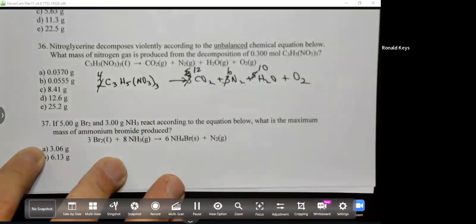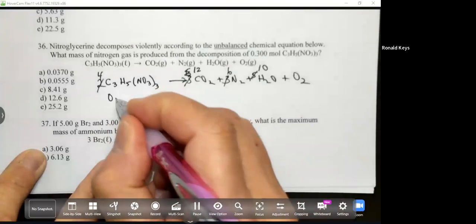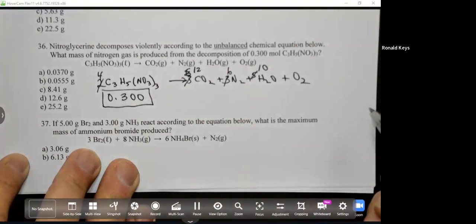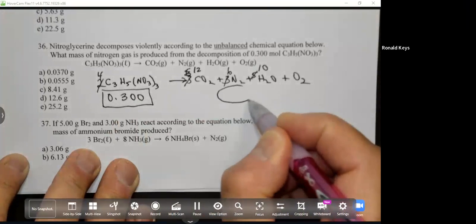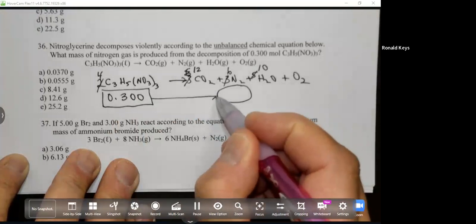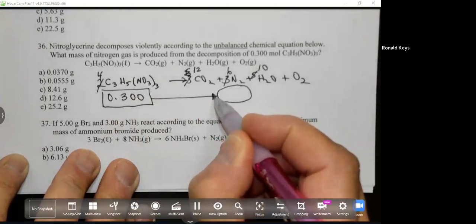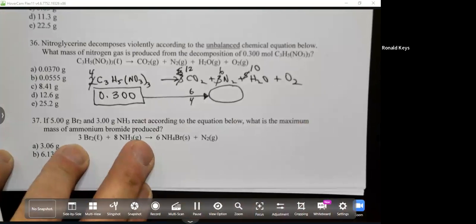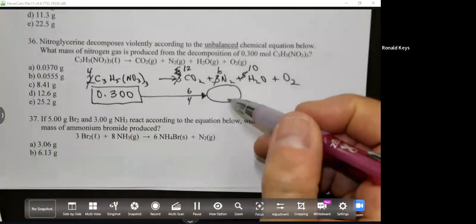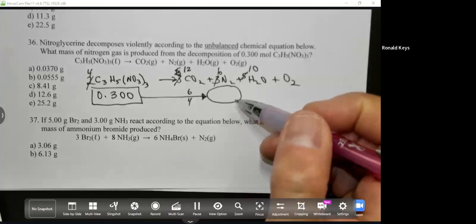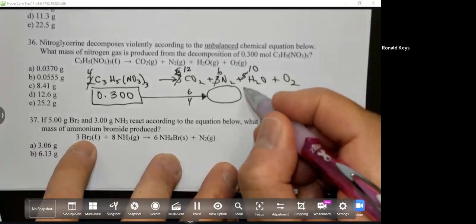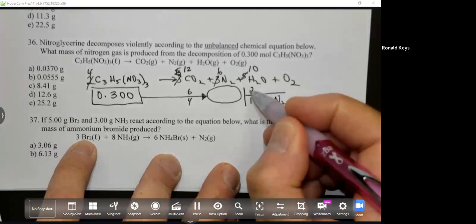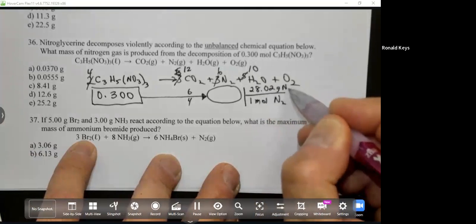What mass of nitrogen gas is produced? 0.3 moles. So there's 0.3 moles here. We have to get nitrogen gas here. My mole ratio fraction is 6/4. So 1.8 there. And then once you get the moles here, we have to get the grams. And then we're going to go 1 mole of nitrogen is around 28.02 grams.